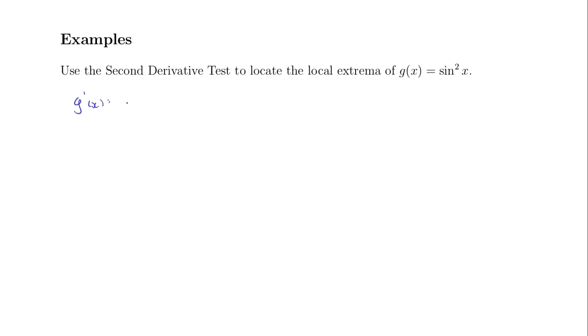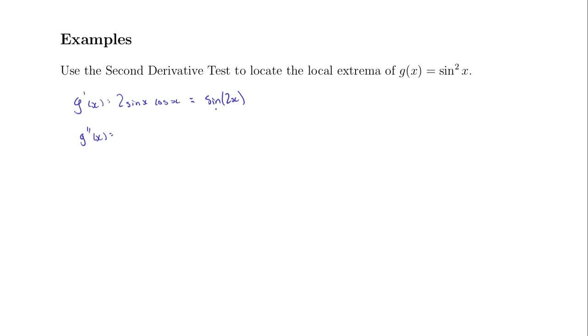Our first derivative, we'll have to do the chain rule on here. So this is going to be 2 times sine of x times the derivative of sine of x, which is cosine of x. Now you might notice that this is a trig identity. You might recognize this as just sine of 2x, the double angle identity for the sine function. If you didn't recognize that, no big deal. I'm just telling you this. It'll make it easier to find the second derivative.